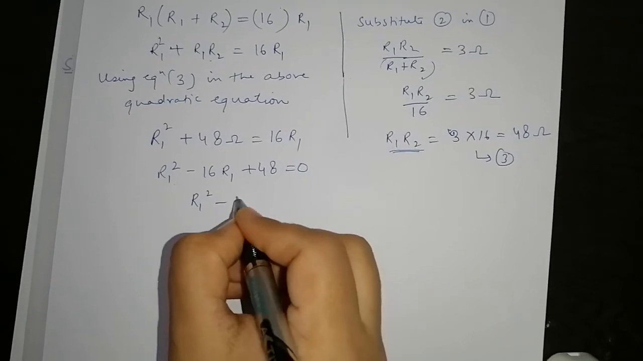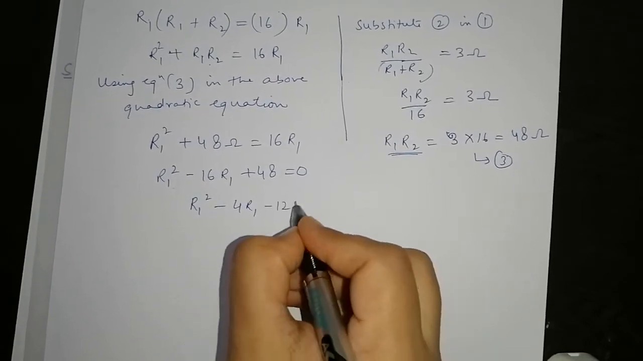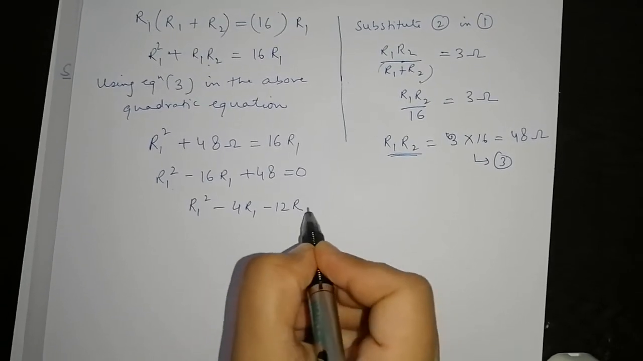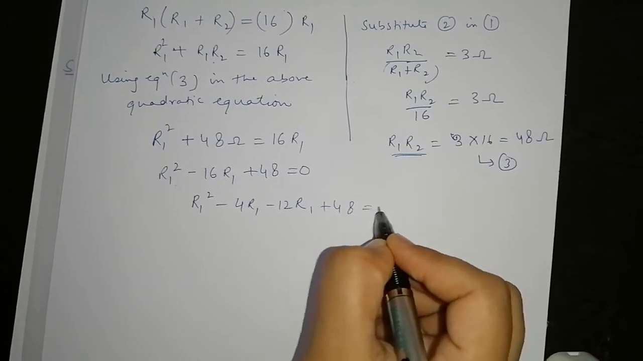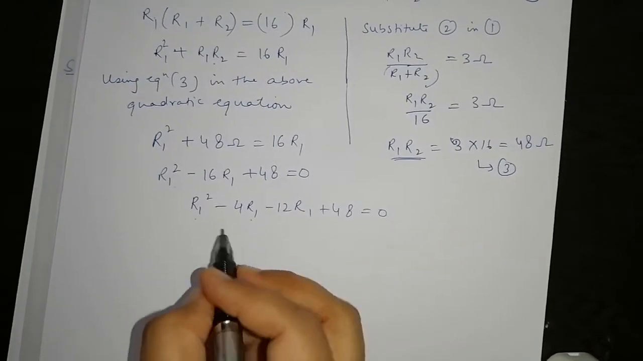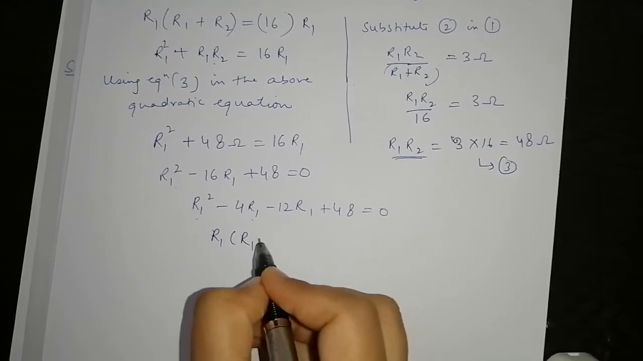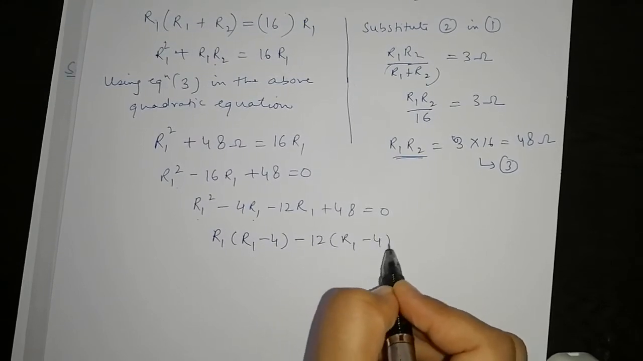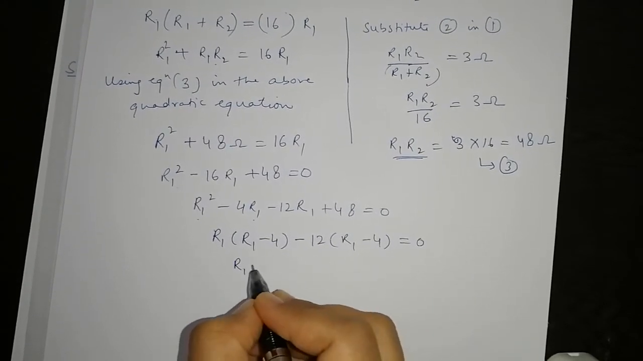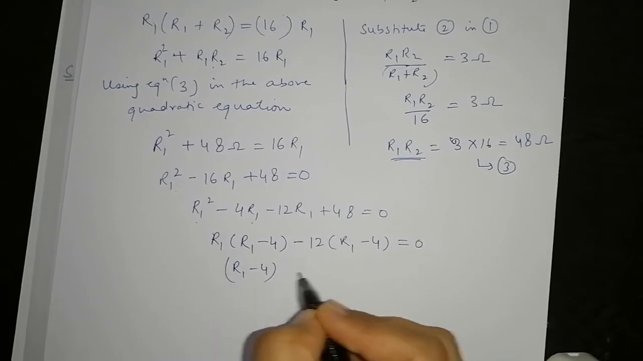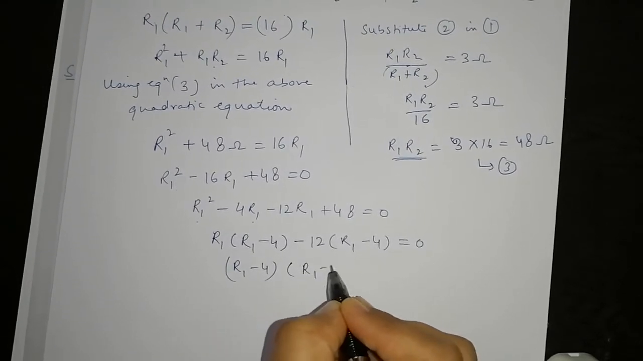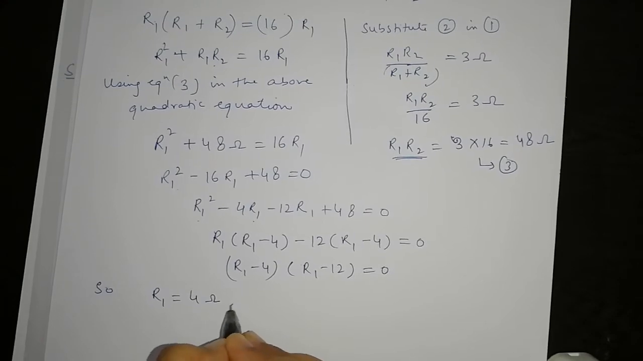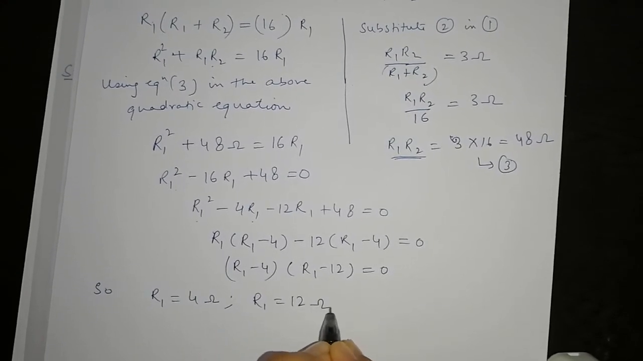R1 square minus 16R1 can be written as minus 4R1 minus 12R1 plus 48 is equal to 0. So take out R1 common from here: R1 is left with R1 minus 4, and then we'll take out 12 common here, we'll be left with R1 minus 4 is equal to 0. So we have two roots of this equation, R1 minus 4 and R1 minus 12, which is equal to 0. So either R1 is equal to 4 ohm or R1 is equal to 12 ohm.